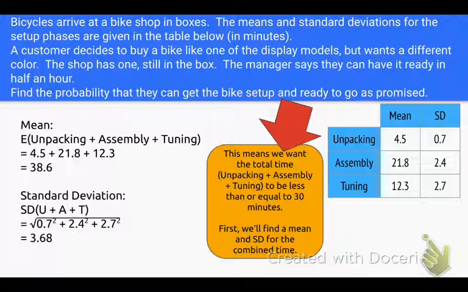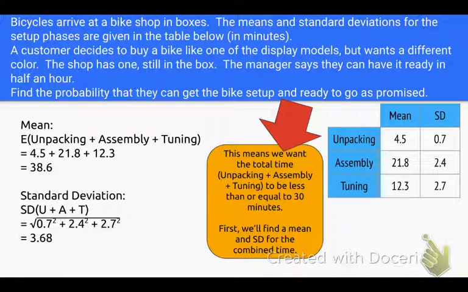So we found the mean. Now we need to be able to find the standard deviation. So standard deviation of unpacking plus assembly plus tuning is equal to the square root of my standard deviation squared of the 1 plus the standard deviation squared plus standard deviation squared, right? So 0.7 squared plus 2.4 squared plus 2.7 squared, which gets us 3.68 minutes is my standard deviation.